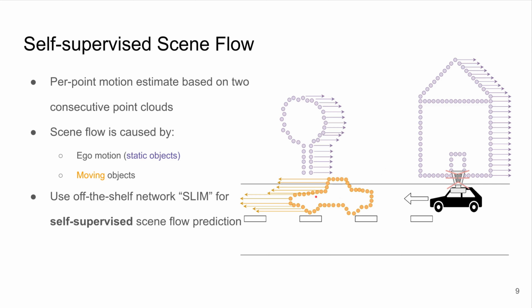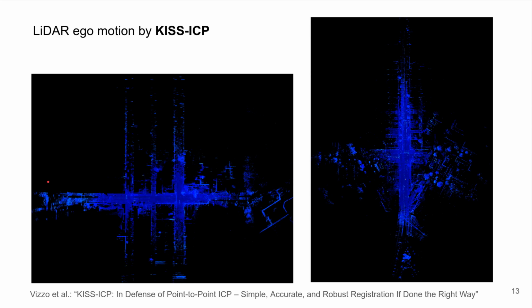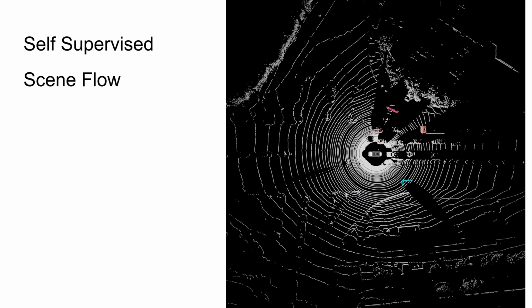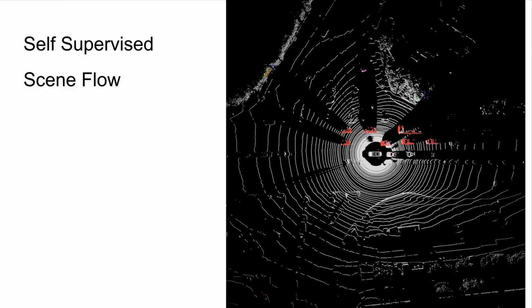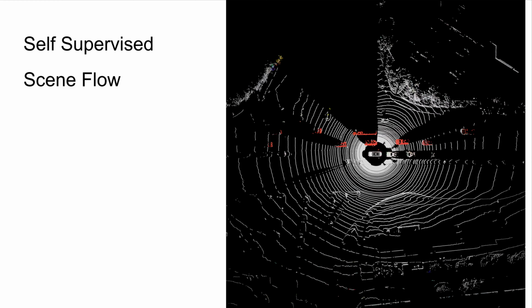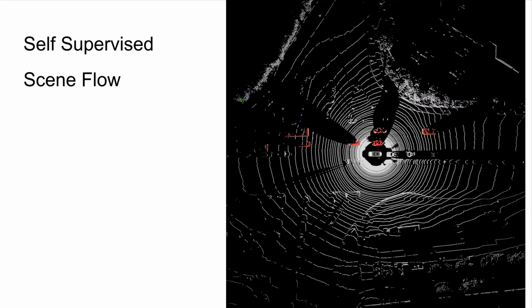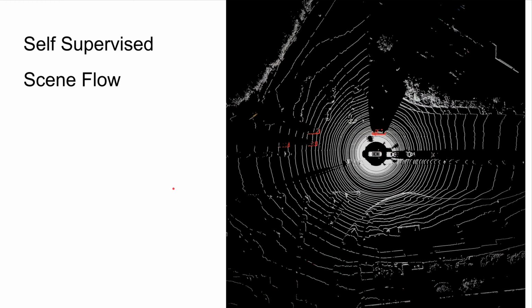We obtain self-supervised LiDAR scene flow by using the off-the-shelf network SLIM for this. Additionally, we use KISS-ICP to generate LiDAR odometry, as demonstrated here by these accumulated LiDAR point clouds. If we then correct the LiDAR scene flow for the ego motion, this is basically what we end up with. Note how the colorful dynamic points stick out from the static background.